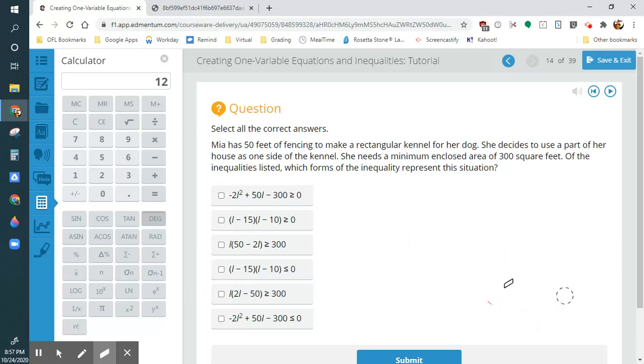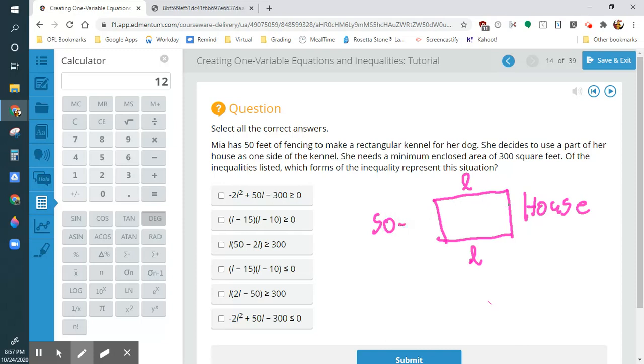All right, so Mia has 50 feet of fencing. So she has 50 feet of fencing for her kennel. She decides to use part of her house as one of the sides of the kennel. So this is very similar to the barn question. So here's her house. Here's the length. Here's the length. We're going to assume these are the same size. So length, and then the width. And she only has 50 feet.